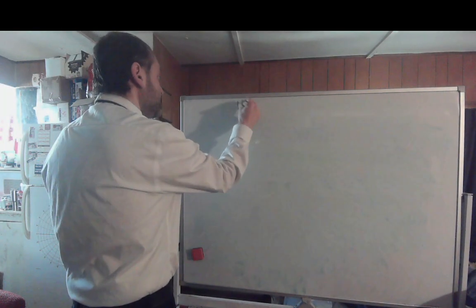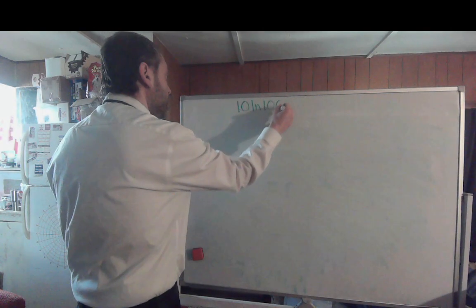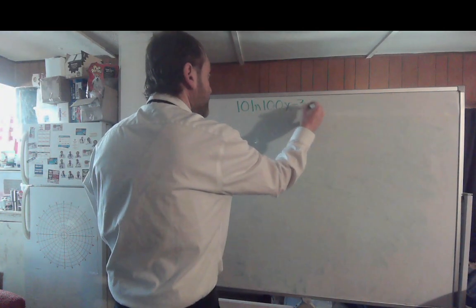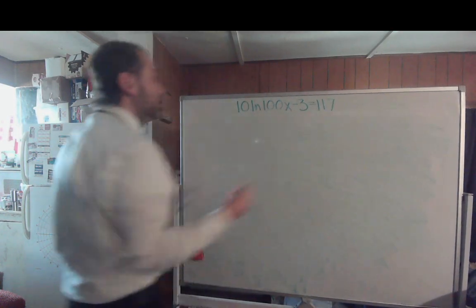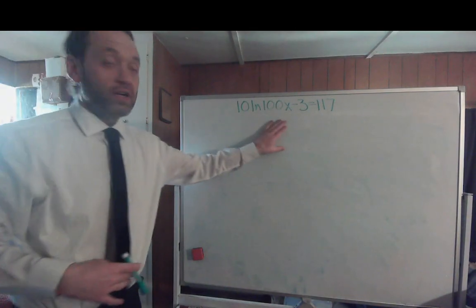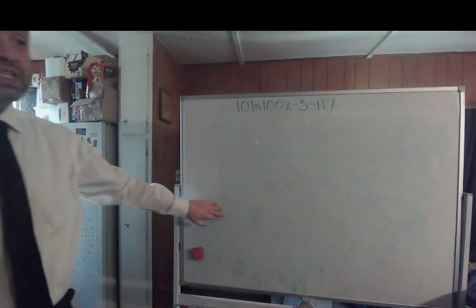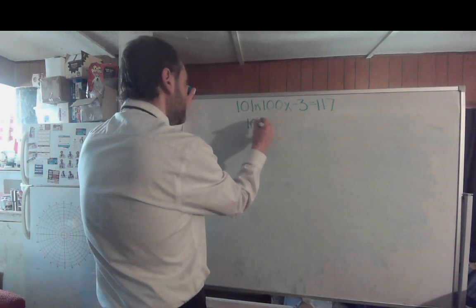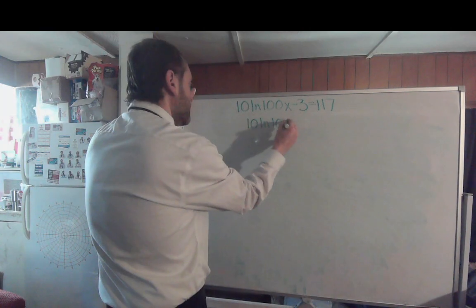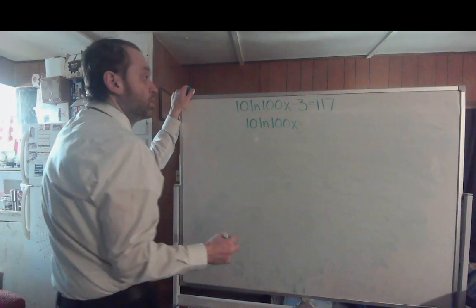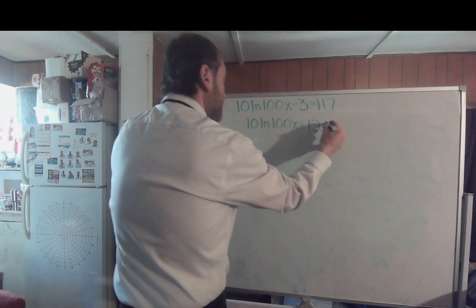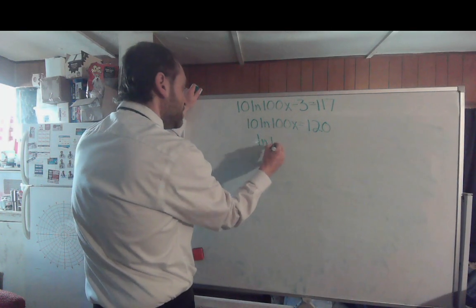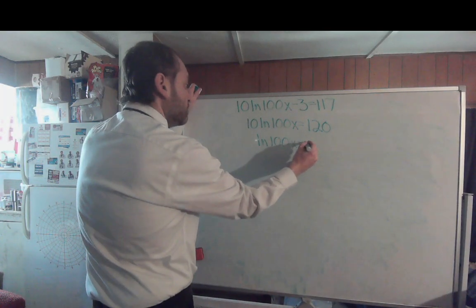All right, 10 times the natural log of 100x minus 3 equals 117. Well, let's get that logarithmic term by itself. So this will turn into 10 times the natural log of 100x would end up equaling 120. Now let's get the natural log of 100x by itself. So this would turn into the natural log of 100x would equal 12.